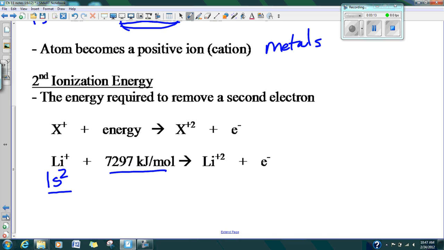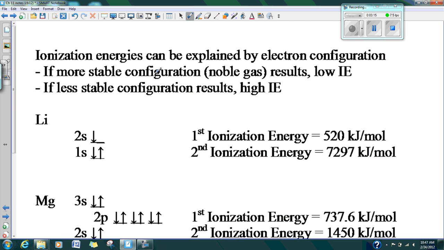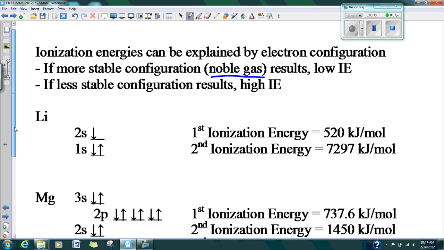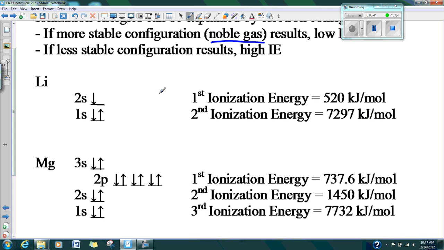So ionization energies can be explained by electron configuration, as I was just showing you. If you have a more stable configuration like a noble gas, the ionization energy is going to become very low. Like if it's going to get to this configuration by becoming a noble gas, it has low ionization energy. It's kind of worded weird. If it's a less stable configuration, meaning that its result is going to be less stable, then it's going to take a lot of energy to do that.